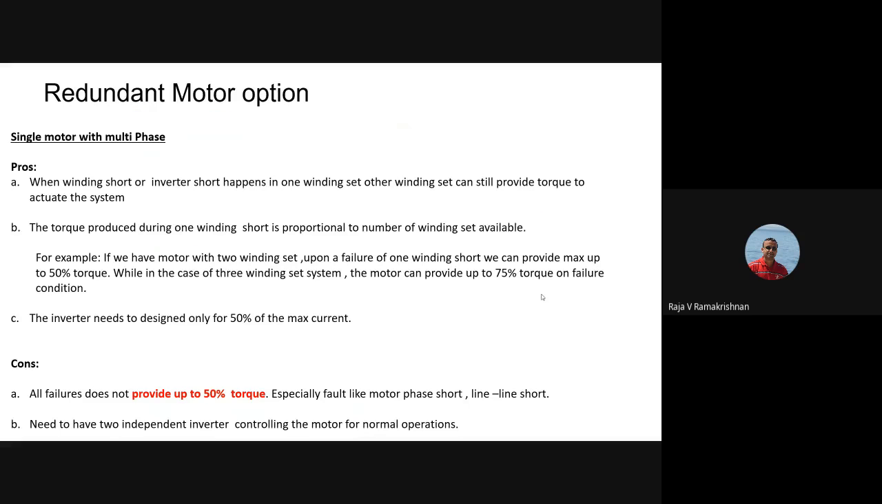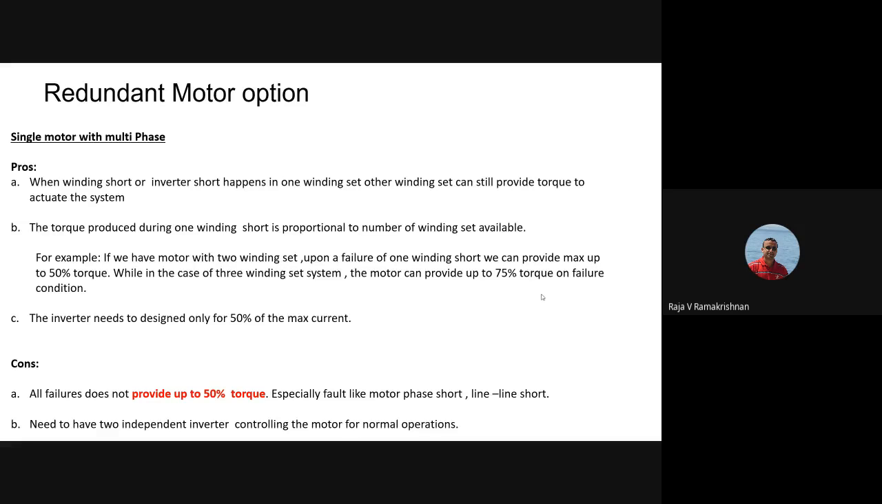Now, the pro with a single motor with multiple phases is that if an inverter short happens in one winding set, the other winding sets can still provide torque to actuate the system. In the first case, when I showed you multiple inverter redundancy where we can provide the full system, winding failure is one common cause failure in that architecture.